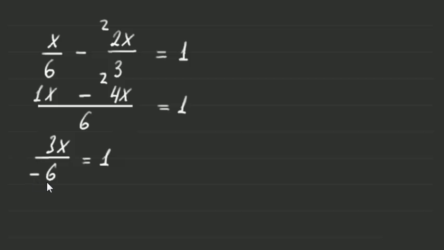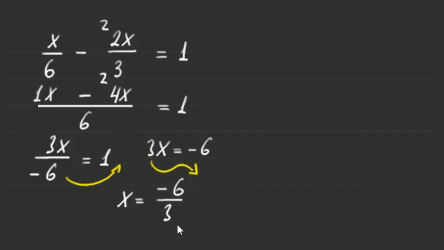I move minus 6 to the right side, and I get minus 6 times 1. 1 I cannot write here. 3 I move as a denominator to the right side, and minus 2 is the solution for our equation.